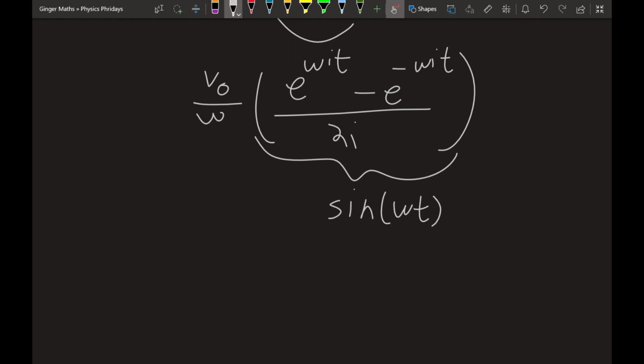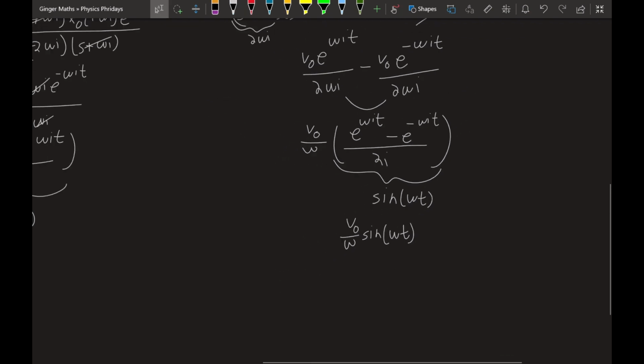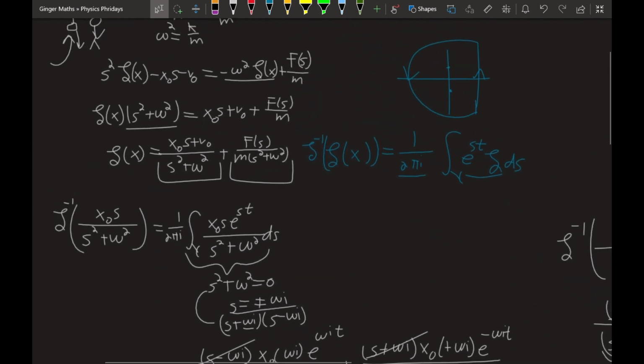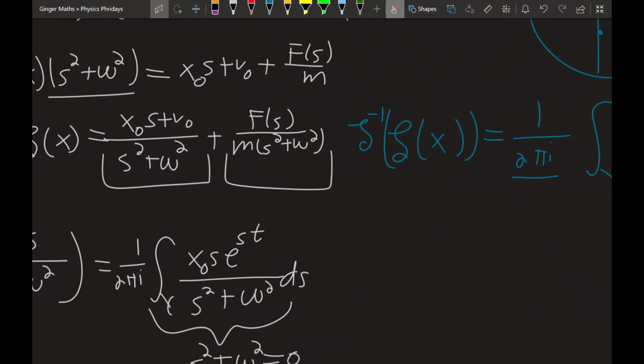Those things are completely equivalent, meaning that the second third of our inverse Laplace transform is just going to be v naught over omega times the sine of omega t. So, with that out of the way, we can now conquer and evaluate our third bit of our inverse Laplace transform, which is this right here.